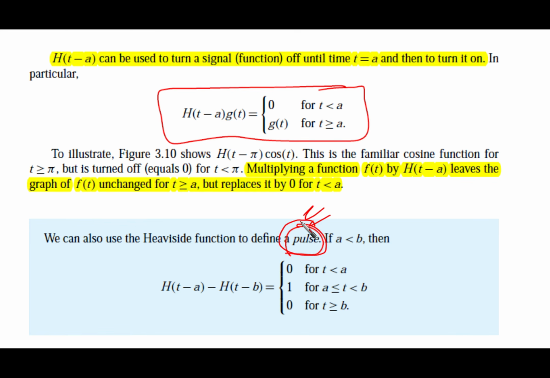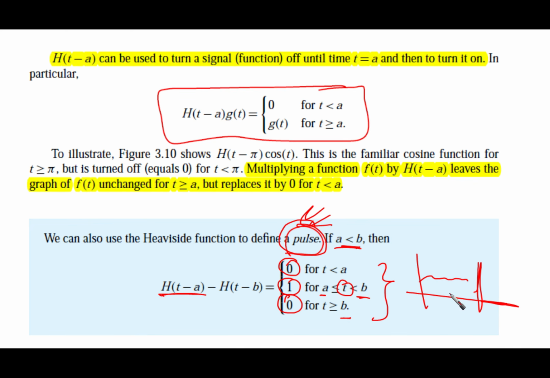And then we can also use the Heaviside function to define what we call the pulse. This is common, as I said, in electrical engineering. If a is less than b, then h of t minus a minus h of t minus b is equal to 0 for t less than a, equal to 1 for t in the interval between a and b, and equal to 0 again for t larger than b. It seems like you are controlling over a certain period of time the function would work, and then the function would not work after that.